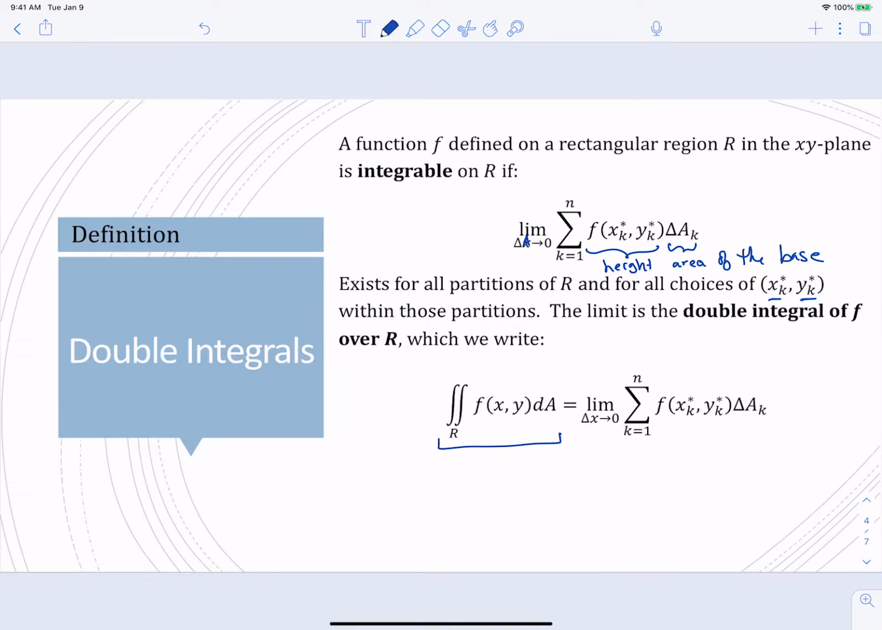So again, this R is our region, and these are going to be our limits of integration. Our function here is still our integrand. This is what we're integrating. And this is our area or our differential. So dA is going to be either dx dy or dy dx.